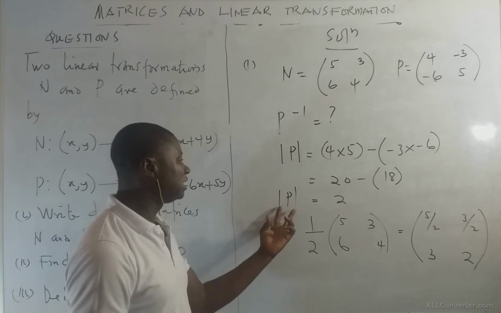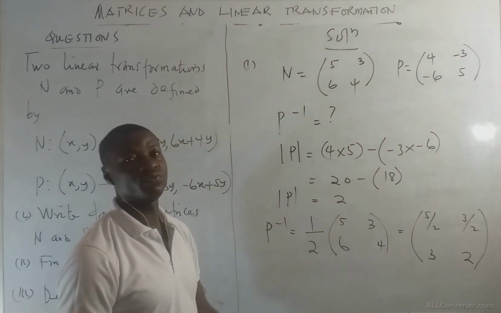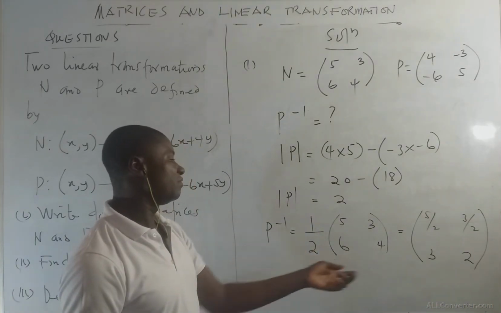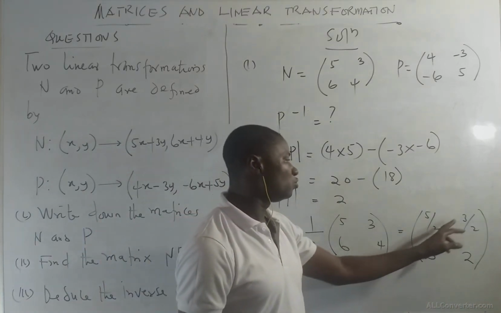But this time round, the determinant of P gives us 2, and therefore we could find the inverse, and this is the inverse. So the inverse of P is 5 on 2, 3 on 2, 3 and 2.